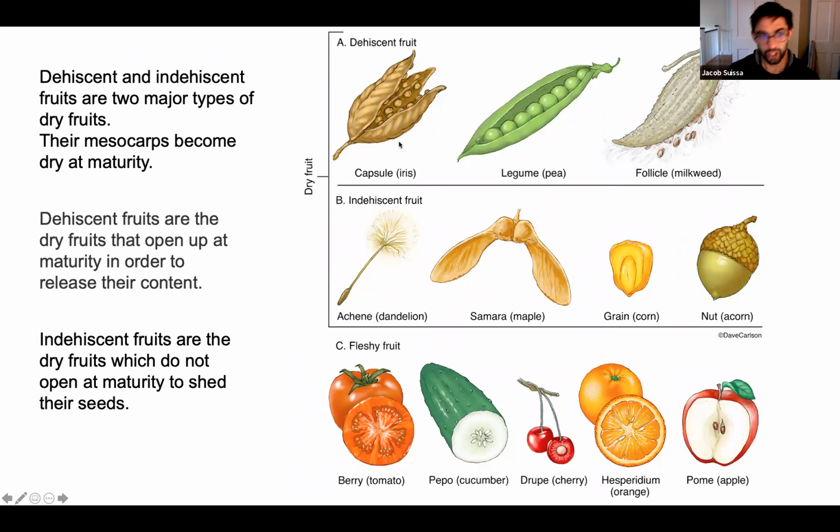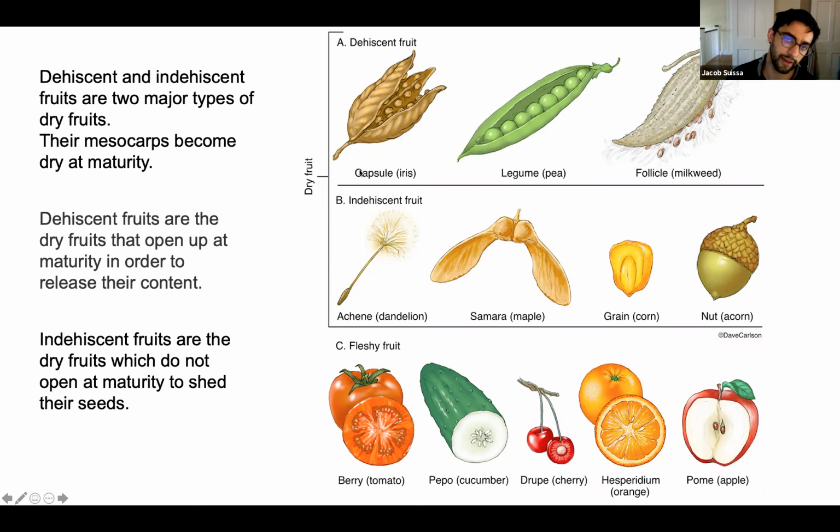And we generally categorize dry fruits, or really all fruits, in a few different ways. You can be dry and dehiscent, or you can be dry and indehiscent. So dry dehiscent fruits are, I don't know if you've ever seen a milkweed, but generally milkweeds open along one axis.